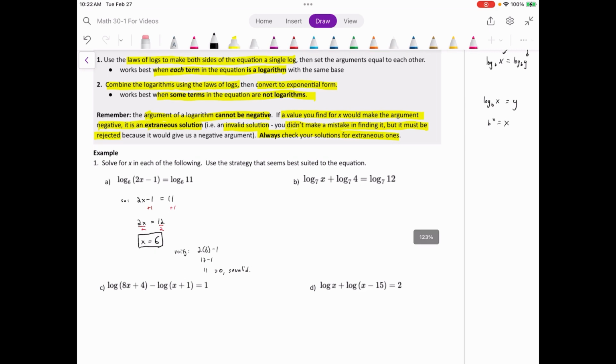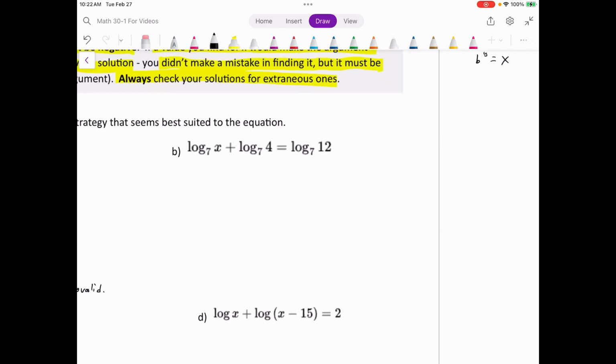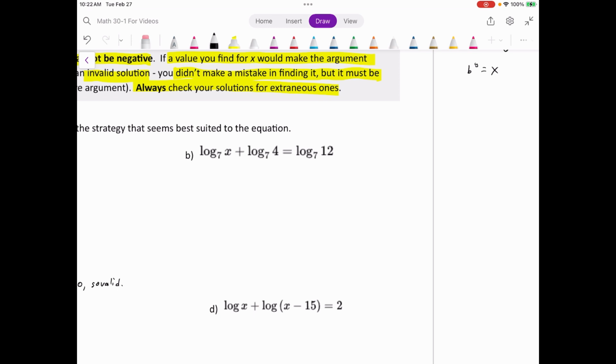Okay, let's try this one here. Log base 7 of x plus log base 7 of 4 equals log base 7 of 12. Now this one here, you'll see, right, we can't just say x equals 12 or 4 equals 12 because that's not true. But if we use our log laws here, you can see how this could become log base 7 of x times 4. And that would be the only thing on the left-hand side. So let's do that. Using our law of logarithms, right?